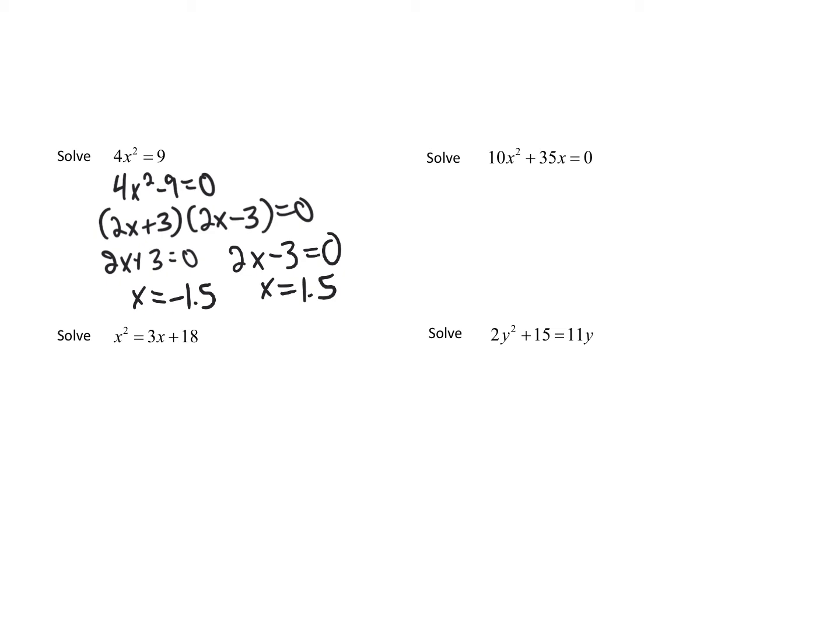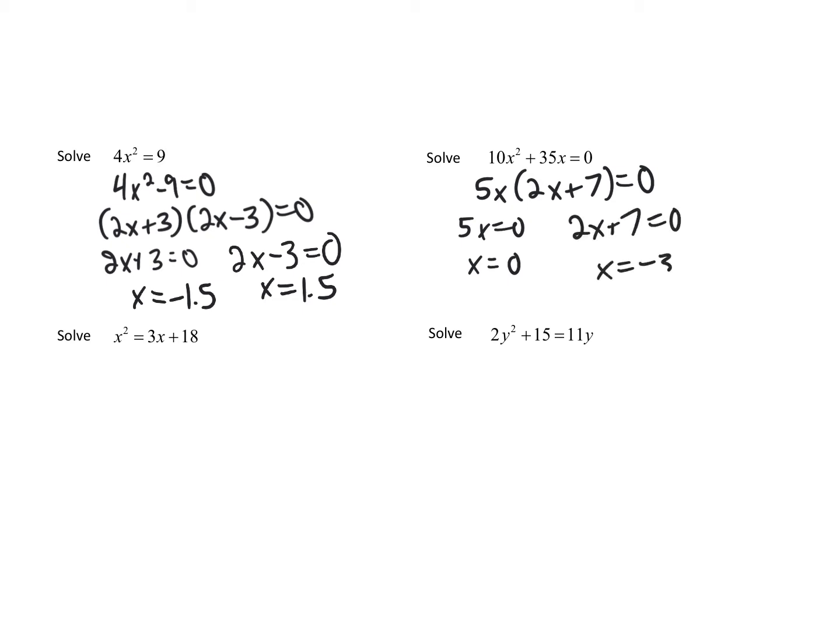The next one, we can just do common factoring of 5x, which leaves us with 2x plus 7. 5x equals 0, so x equals 0. 2x plus 7 equals 0, so x equals negative 3.5.